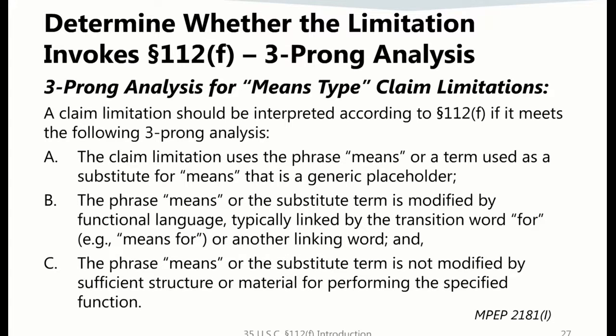Prong B requires the phrase "means," or the substitute term, to be modified by functional language, typically linked by the transition word "for," or another linking word, but a linking word is not required. Prong C requires the phrase "means," or the substitute term, not be modified by sufficient structure or material for performing the specified function.